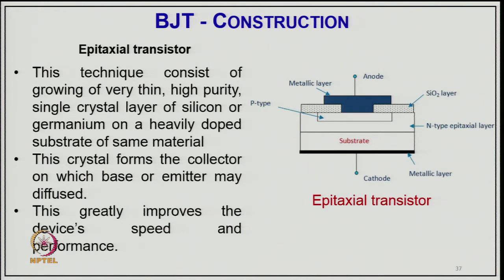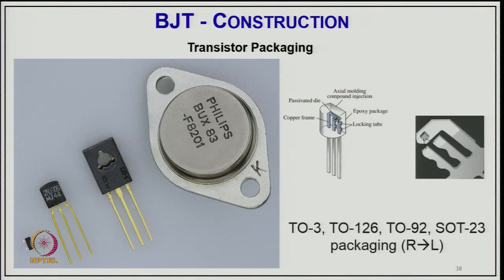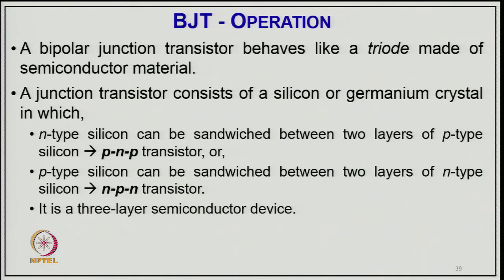The technique consists of growing a very thin, high purity single crystal layer of silicon or germanium on a heavily doped substrate of the same material, and the crystal forms the collector on which the base and emitter may be diffused, as you can see here. This greatly improves the device speed and performance, and that is the reason this technique is quite popular for manufacturing or developing the BJT. This is the kind of package made using this technique; different package types of BJT are developed, starting from these two.